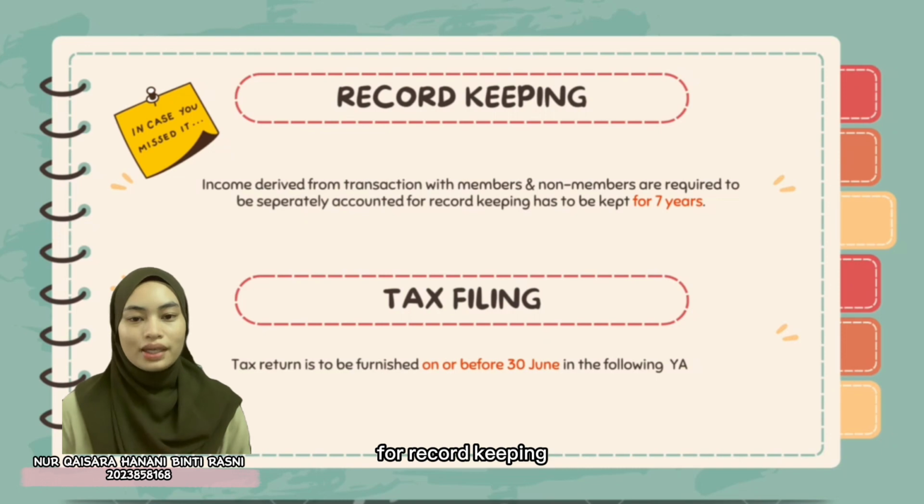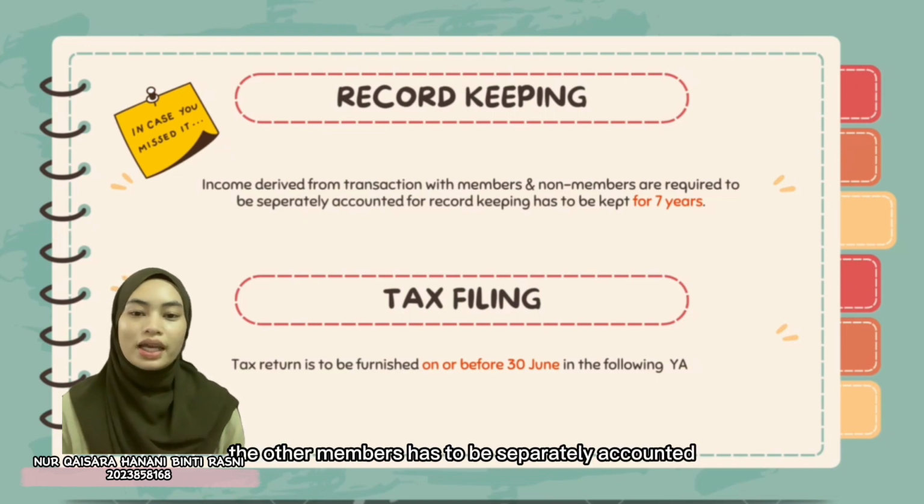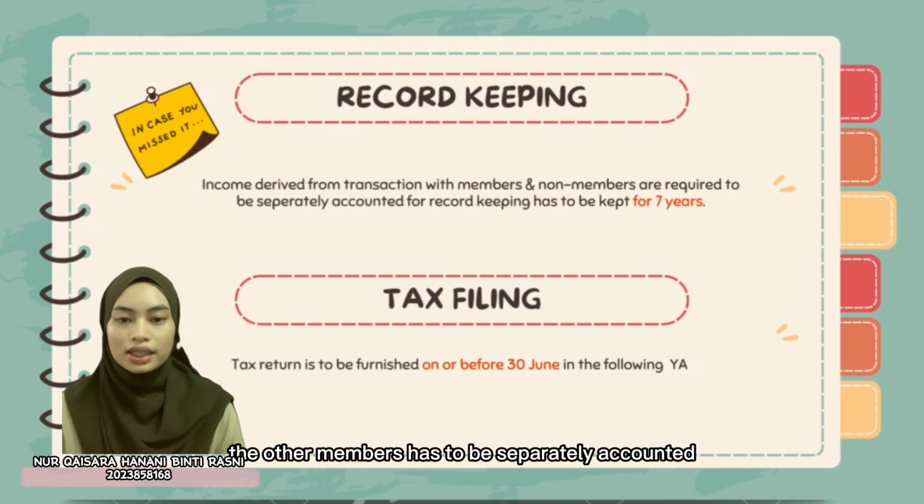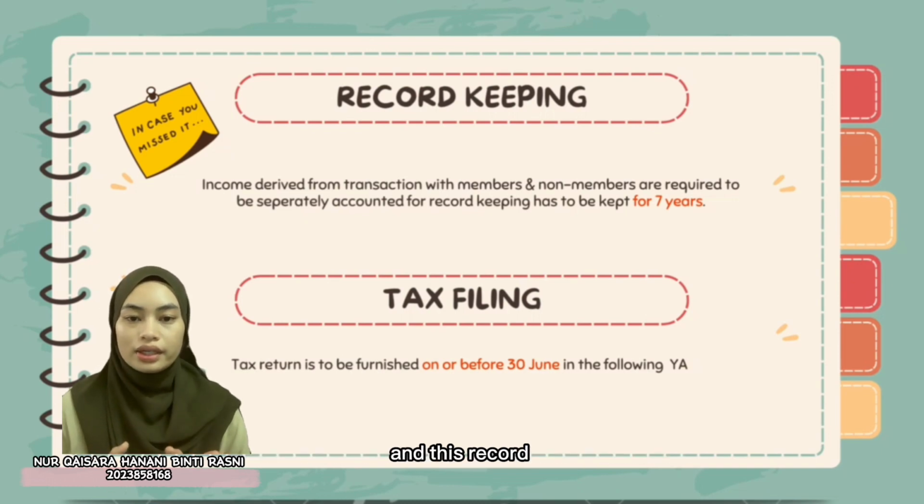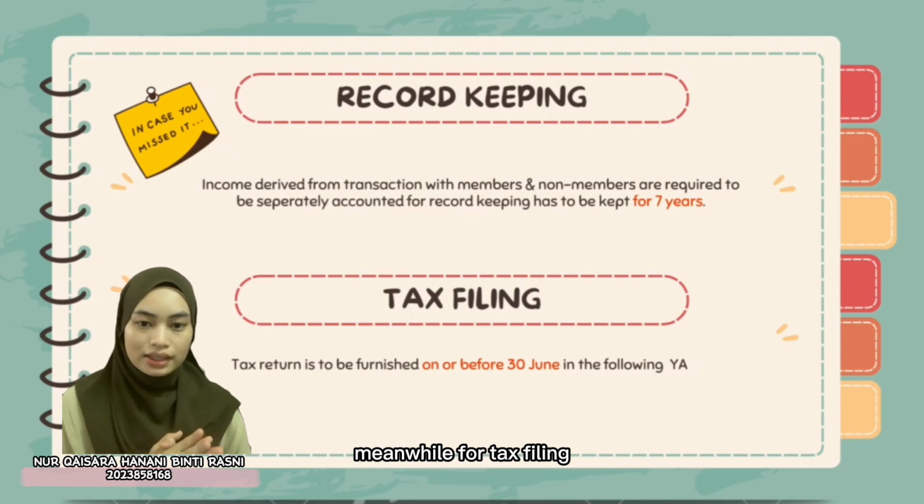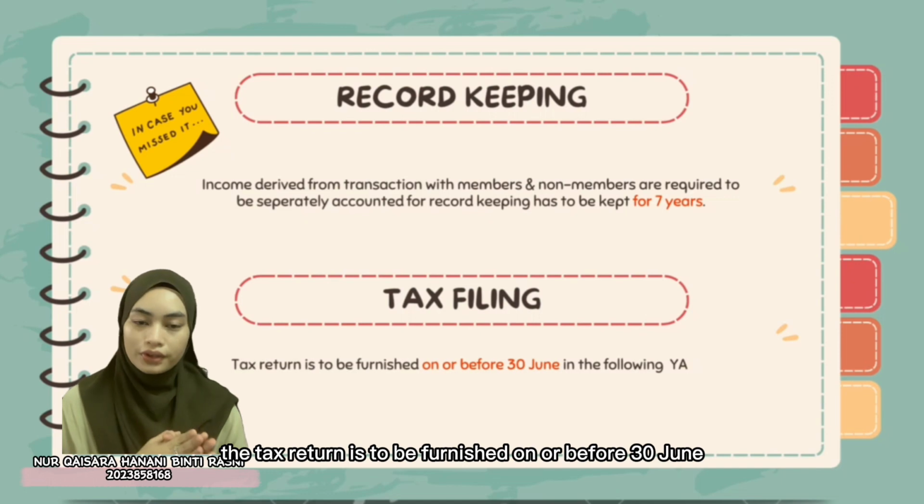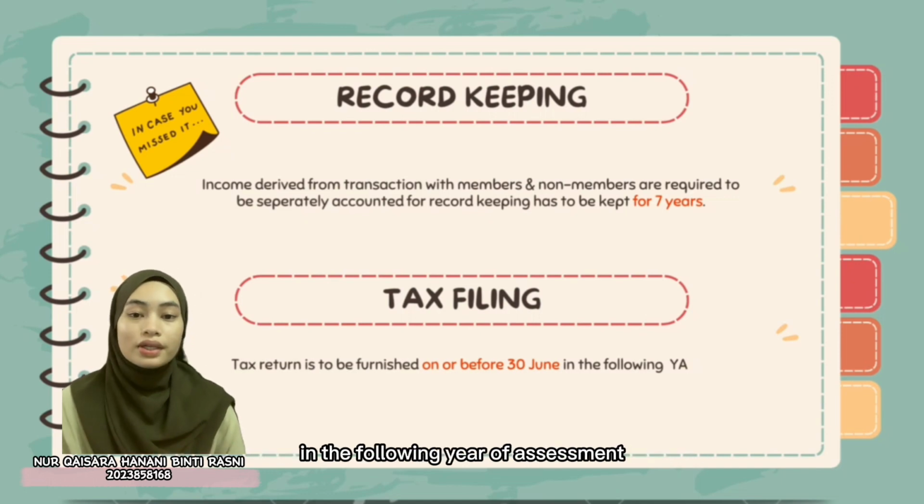For record keeping, the income derived from transactions with members or non-members has to be separately accounted, and this record has to be kept for 7 years. Meanwhile, for tax filing, the tax return is to be furnished on or before 30th June in the following year of assessment.